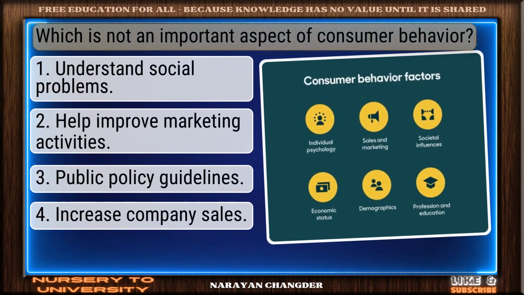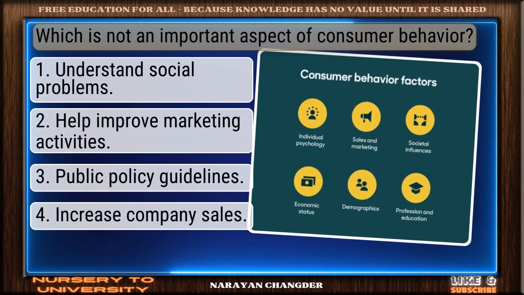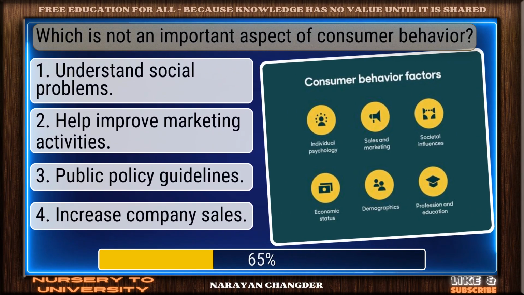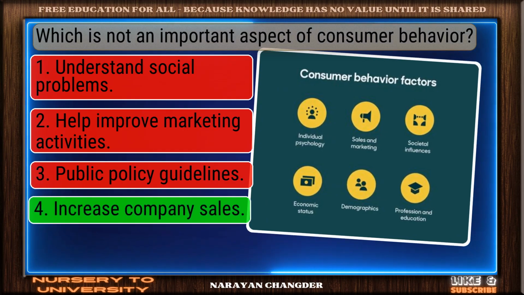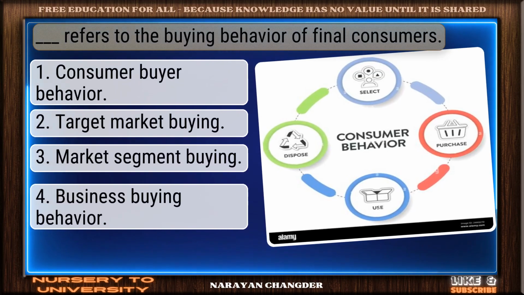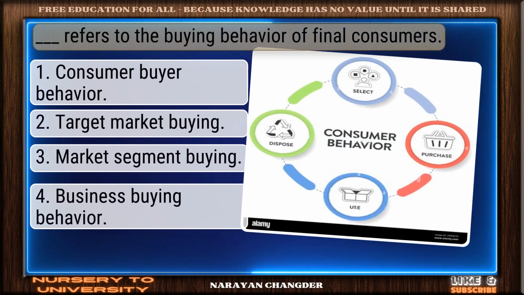Which is not an important aspect of consumer behavior? Perfect. Increase company sales is the correct choice. Dash refers to the buying behavior of final consumers.